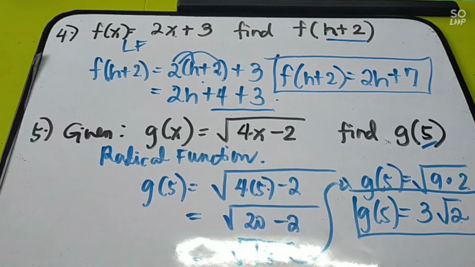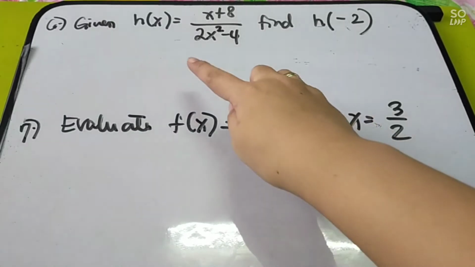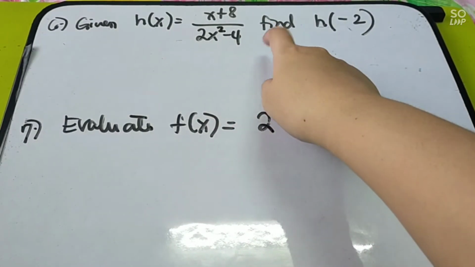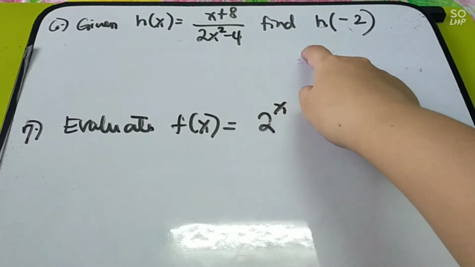Let us have another example. 6. Given h of x is equals to x plus 8 over 2x squared minus 4.